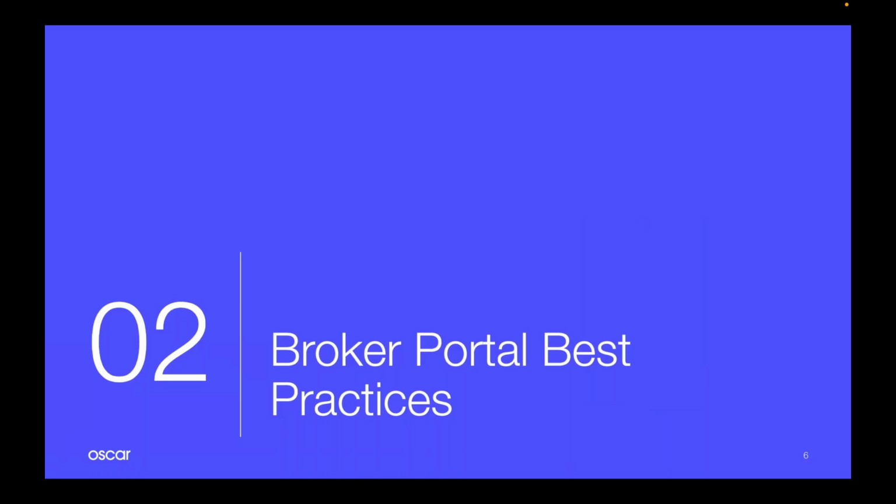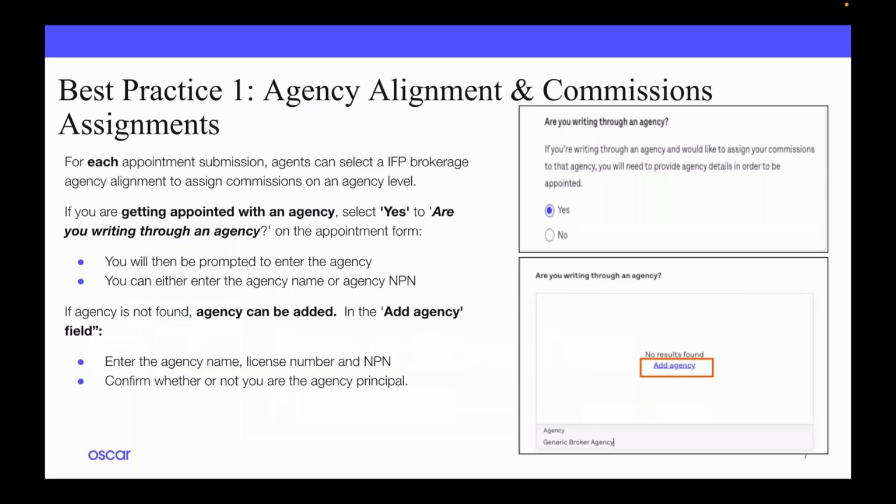Now let's get into some best practices when using the broker portal. First, I want to touch on agency alignment and commission assignments. When an agent is getting appointed, they have the option of assigning their commissions to an agency. By selecting yes to the question, are you writing through an agency? You can then search for the agency by name or NPN. If the agency doesn't come up in our database, you can actually add that in yourself manually. Just click on Add Agency, then enter the necessary details.